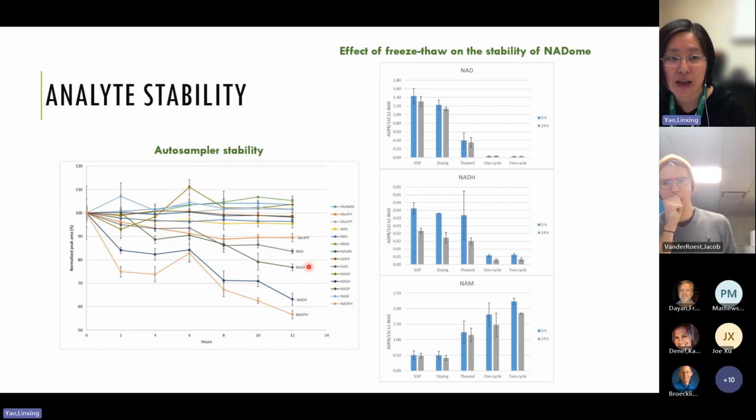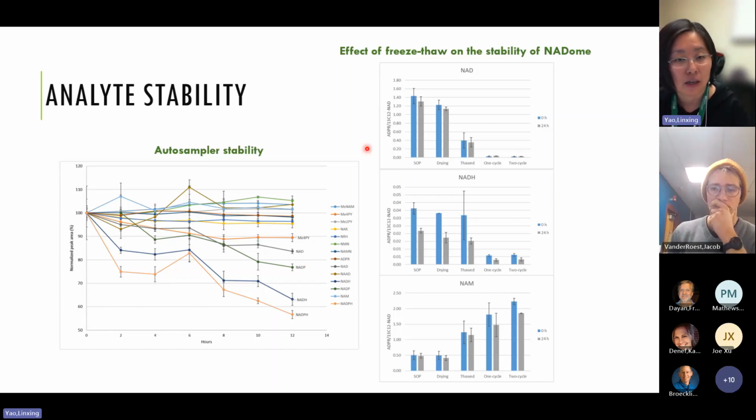So that means we have to control the time, how soon the extracts need to be analyzed after they are ready, to keep the data more consistent.